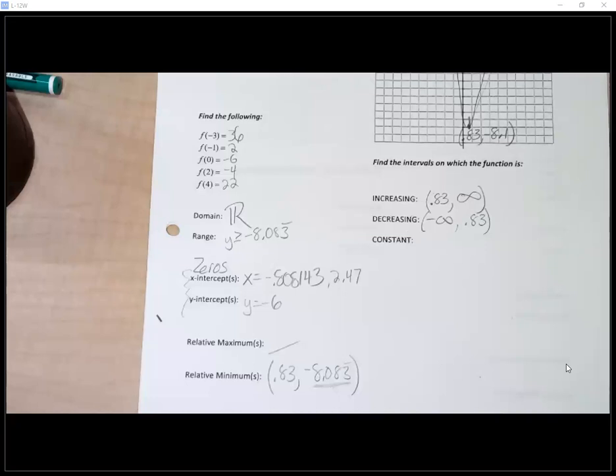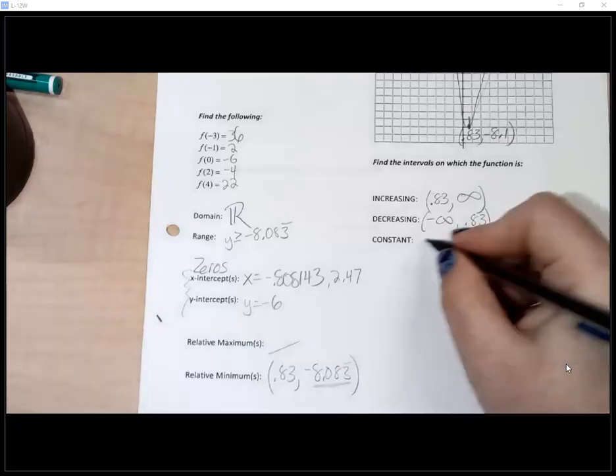This thing is never constant. I don't have a flat line anywhere. So I don't have to worry about that part.